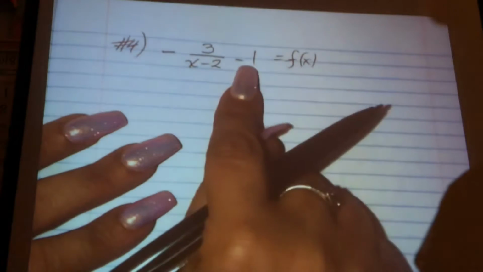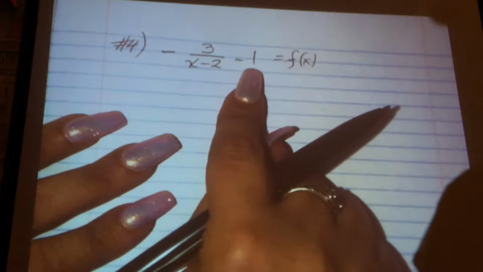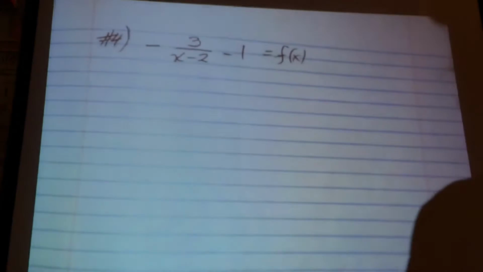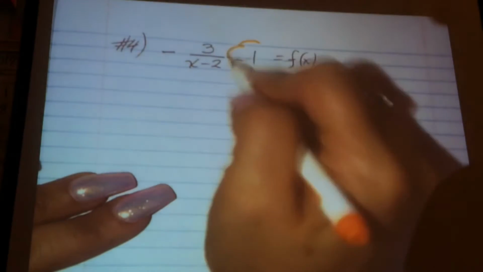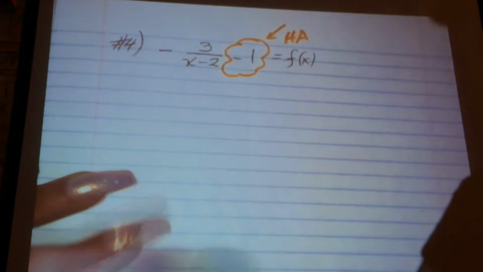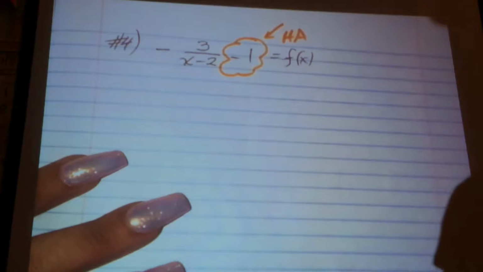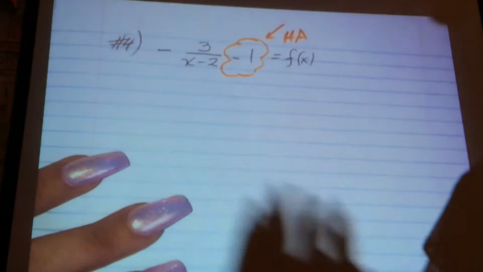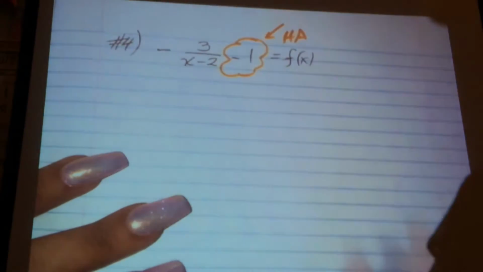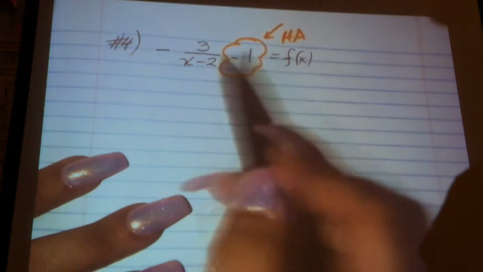Now this negative 1, and I'm going to teach you guys this next when we come back from break, is actually your horizontal asymptote. So anytime you have a number just on the side like that, that's your HA. And I'll show you the long proof of that when we get back from the break. But for now, I just want you to at least recognize it.